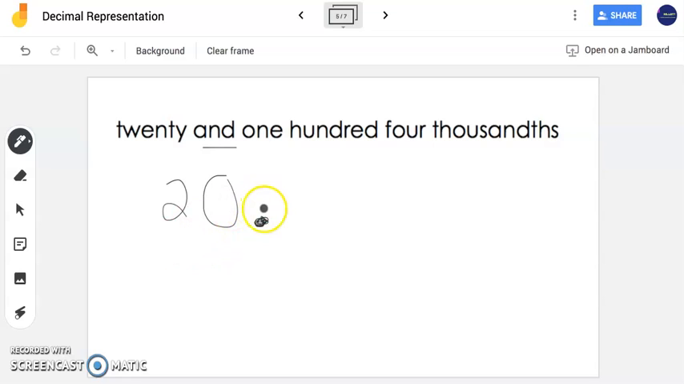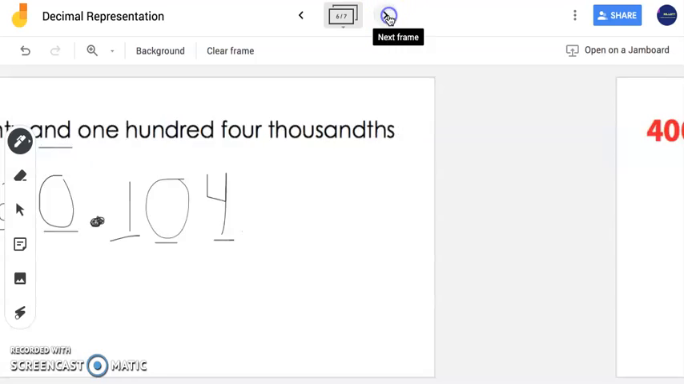So now I have 20 and 104 thousandths. Now that's all you have to do. If you would like to draw these lines to represent each digit and label them, that's fine, as tenths, hundredths, thousandths. You're welcome to do that as well.